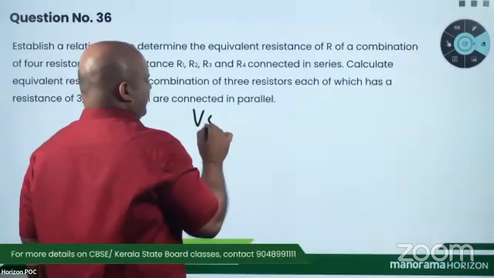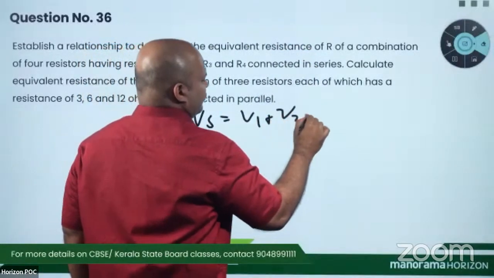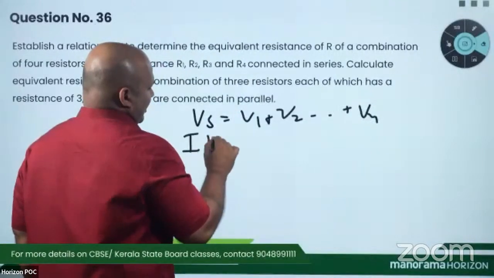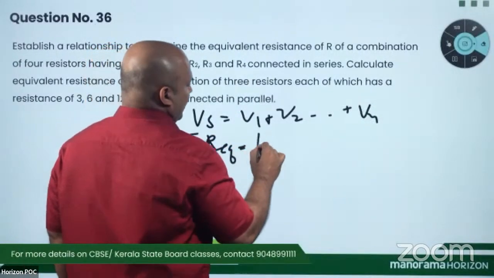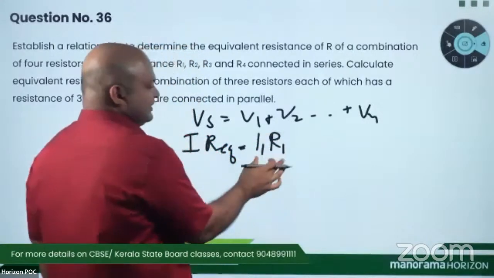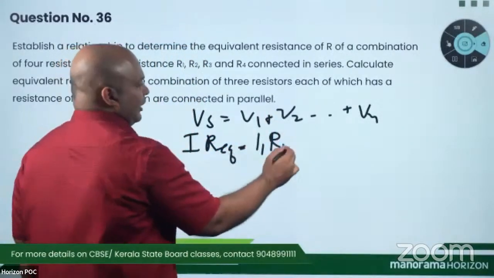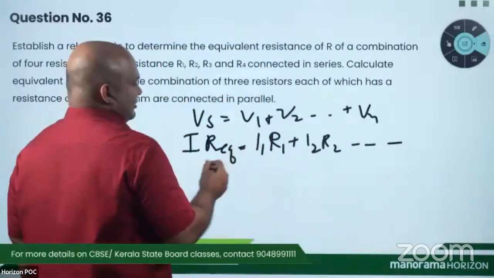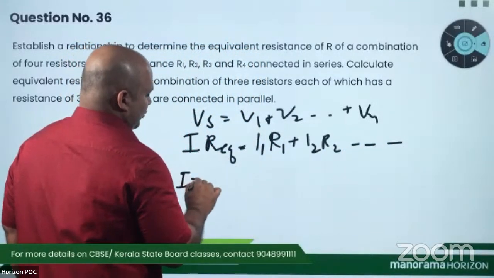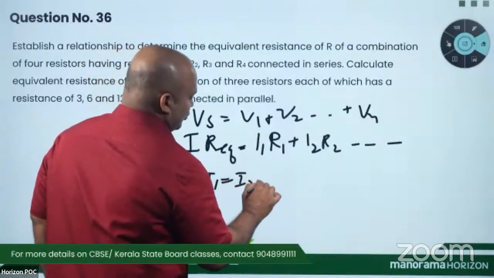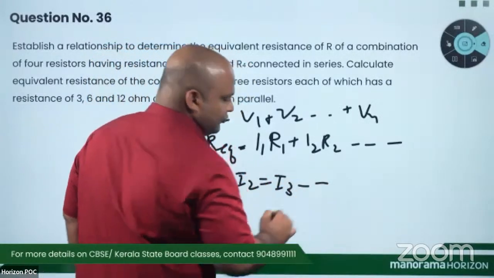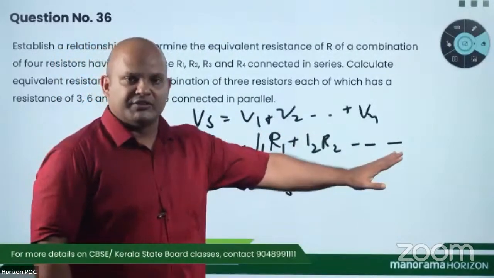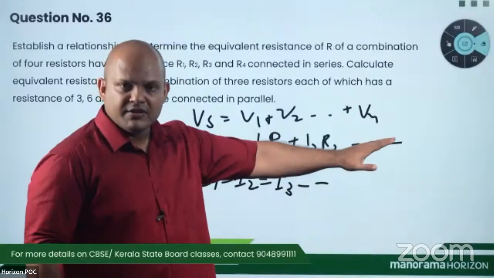Since Vs is equal to V1 plus V2 and so on, we can say that I times R equivalent is equal to I1 R1, the potential drop across resistor R1, plus I2 R2 and so on. On both sides, I is equal to I1 equal to I2 equal to I3 and so on. Why? Because the currents are all the same. This is a series network, so all of them are carrying the same current.